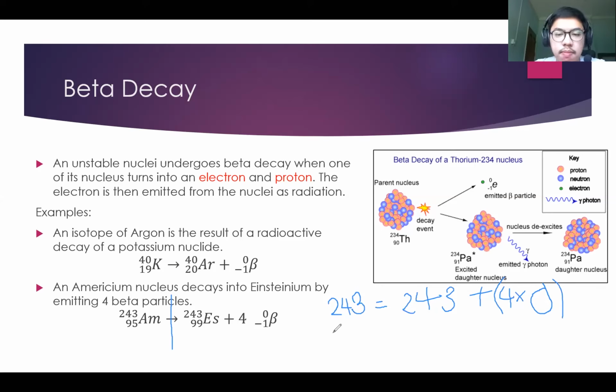For americium, we'll look at the numbers at the bottom now. For americium, the bottom number, or the atomic number, is 95. Einsteinium has an atomic number of 99.